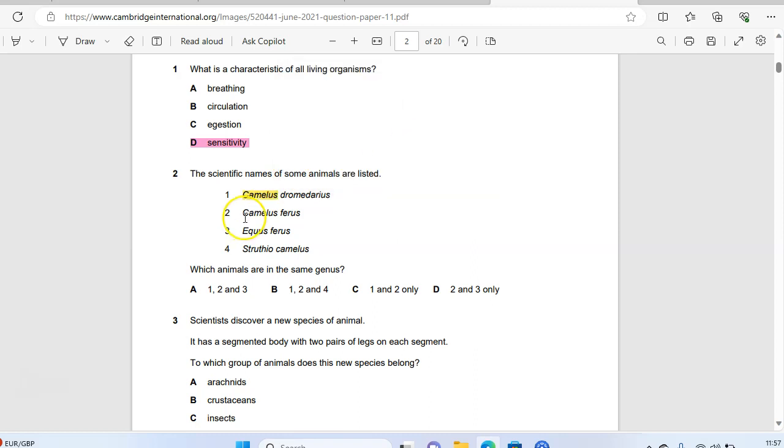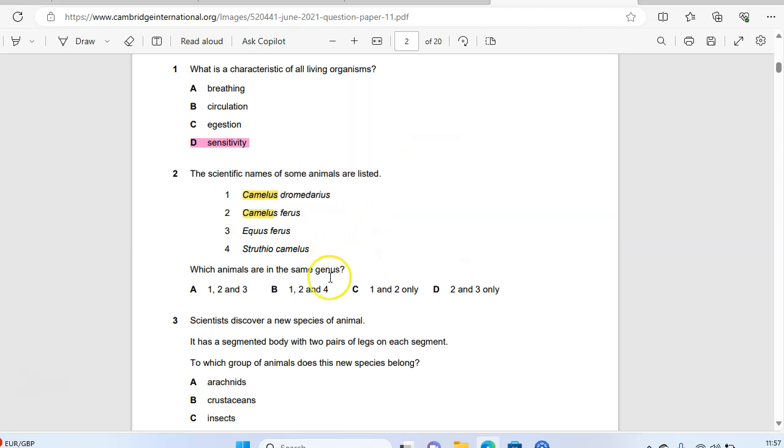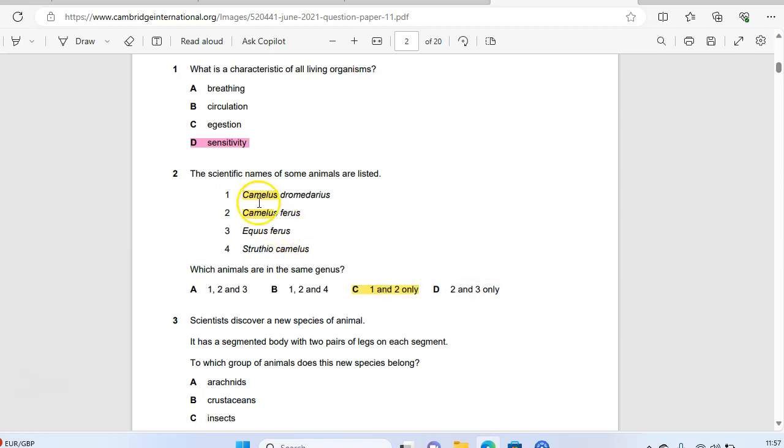So we're going to highlight it. Camelus is the genus name. So your answer will be 1 and 2 only. The first name of any scientific name is the genus name. Dromedarius and ferus, they both are species names.